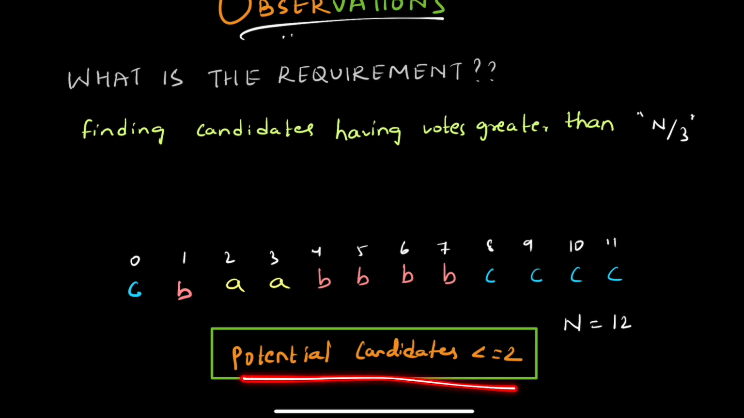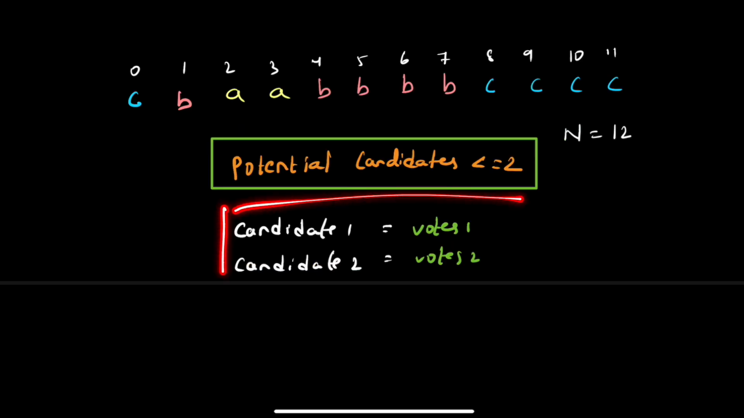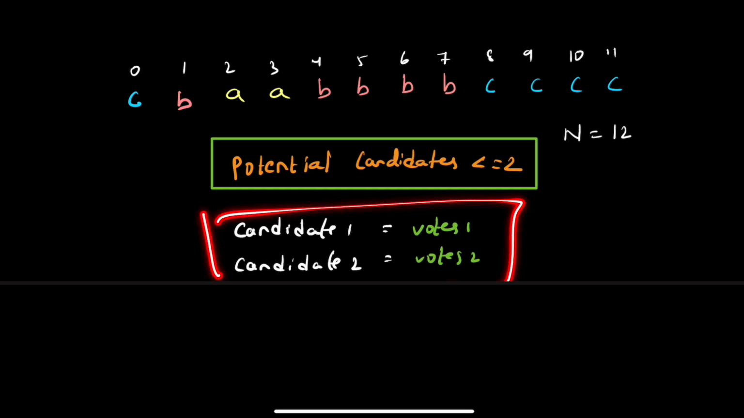Now since we know the potential candidates count will be less than or equals to 2, do we need to consider a map? No, right? Instead of that, we can create four variables: potential candidate 1, potential candidate 2, and the vote of candidate 1 and the vote of candidate 2. Okay, which looks similar to this, right? So by using these four variables, we can eradicate the usage of hash map. Now let's keep this observation in mind and run the example 1.